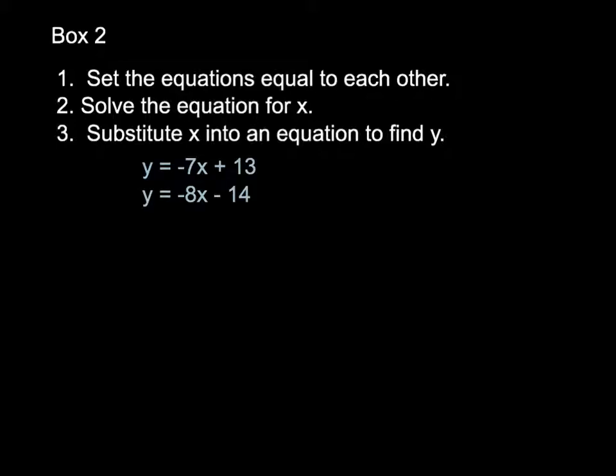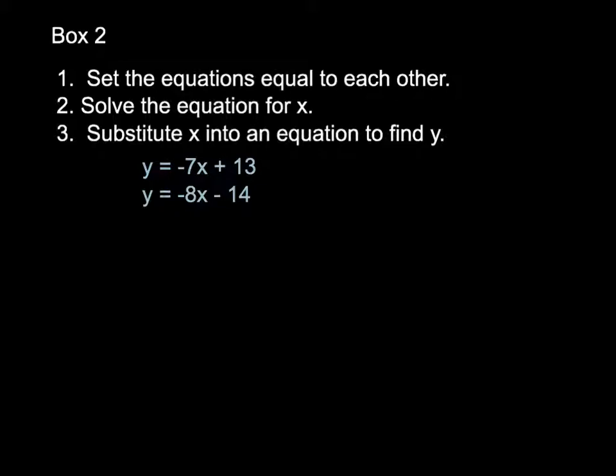So I'll copy this problem down in box 2. We have y equals negative 7x plus 13, and y equals negative 8x minus 14. Those are our 2 equations in our system of equations because we have 2 equations and they have the same unknowns, x and y. So step 1, we're just going to set these 2 equations equal to each other. We've talked about this before. Since both equations are equal to y, that means they're also equal to each other.